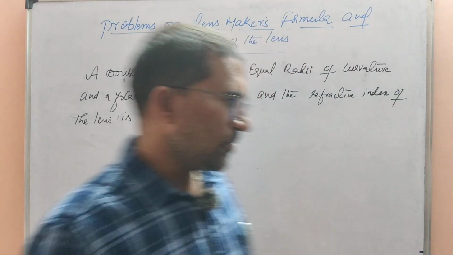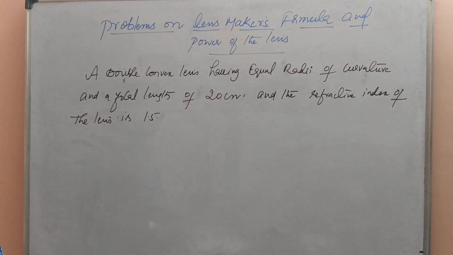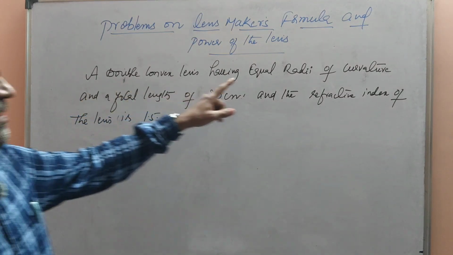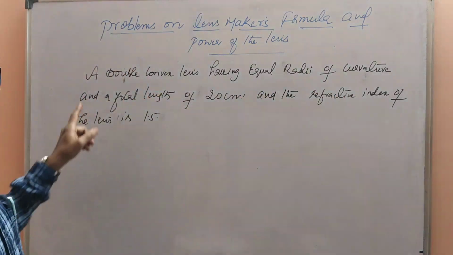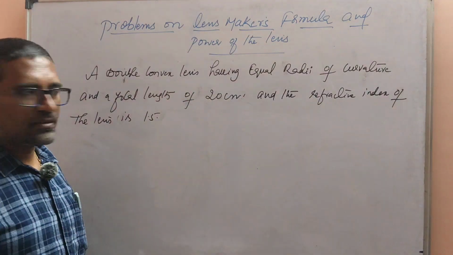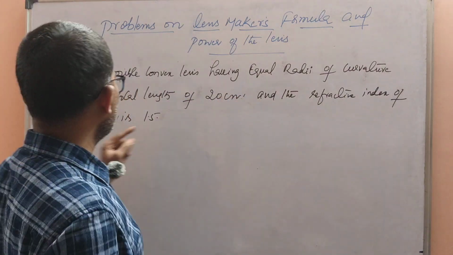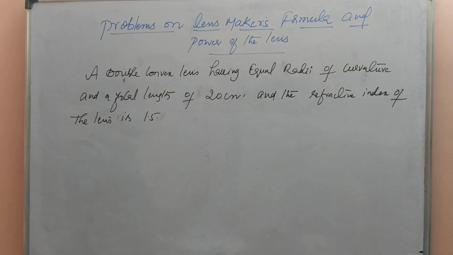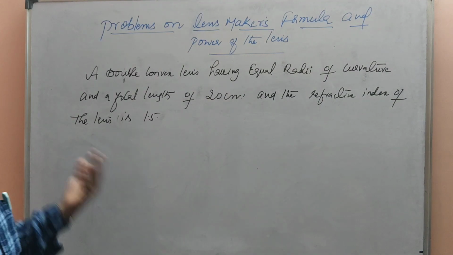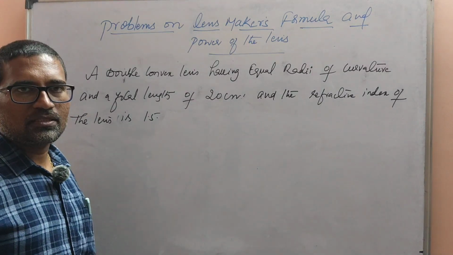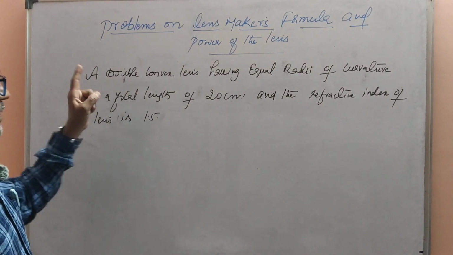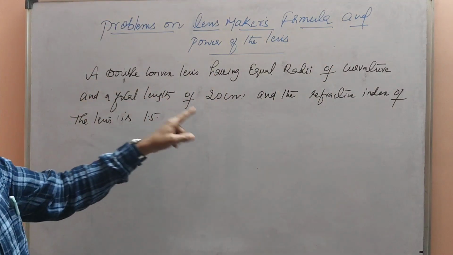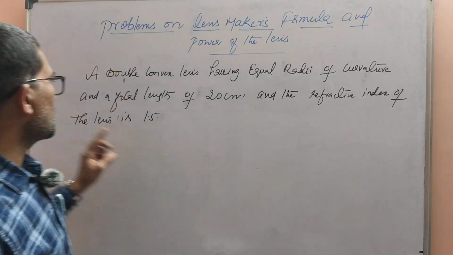Are you understanding? Another problem based on the lens maker's formula in case of a convex lens. A double convex lens having equal radii of curvature and a focal length of 20 centimeter, and the refractive index of the lens is 1.5. First of all, we have to find out how much the radius of the convex lens is. He has given some clue.